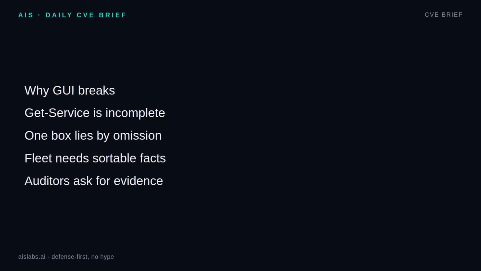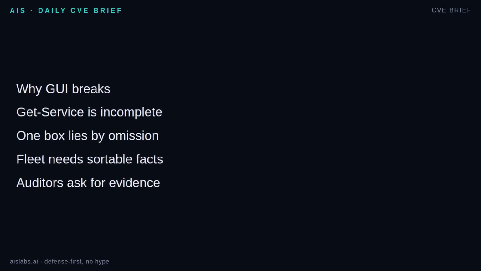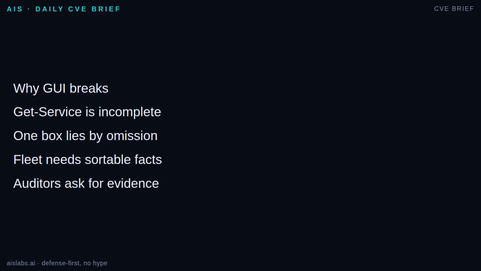The naive PowerShell answer is Get-Service. And Get-Service is useful, but it is not the whole service record. It gives you status, name, display name, and dependency information. It does not show the account the service logs on as. It does not show the executable path. It does not show the start mode in the same rich way you need for baselines.